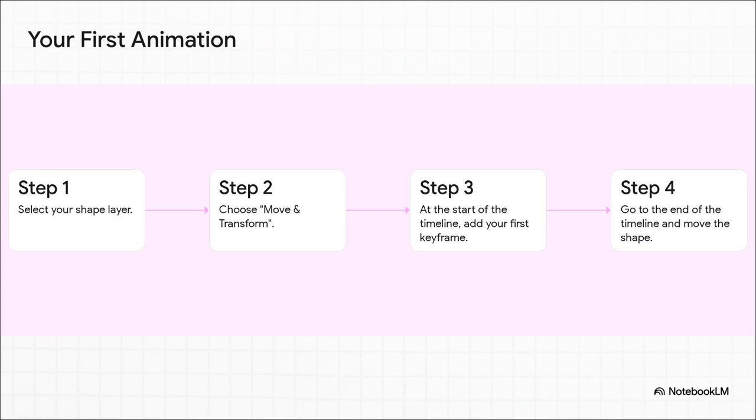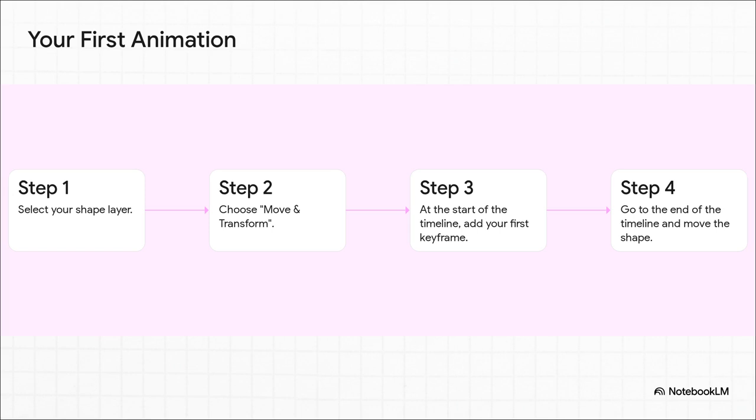So let's do it. Let's make our first animation right now. First, tap on your shape, then choose Move and Transform. Now make sure you're at the very beginning of your timeline and tap the keyframe button. That locks in your starting position. Now just drag the timeline forward a bit, physically move your shape to a new spot on the screen, and that's it. A second keyframe just popped up automatically. Now hit play and watch it move.